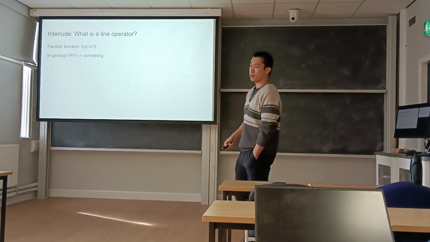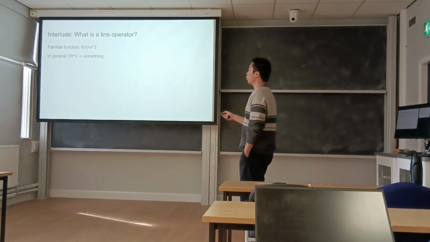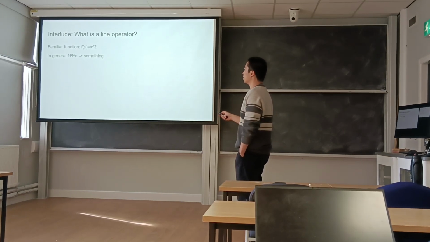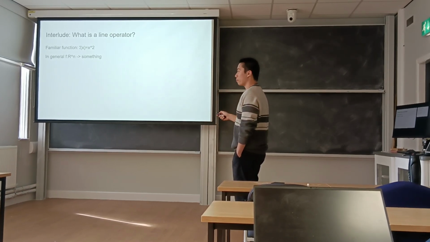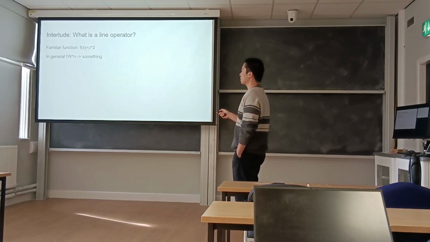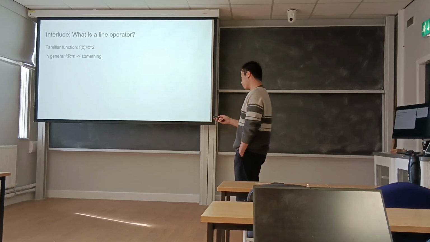And now let me explain what a line operator is. So in the familiar case of functions, if we imagine this is space-time coordinates, you put in something and you get something else. So that's what we mean by a local operator. In the example, if you have f equals x squared, then if you put in 1, you get 1. You could put in 2, you get 4, something like that, right?